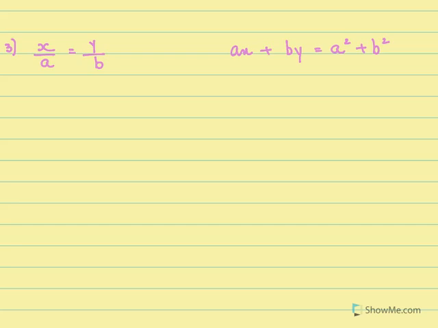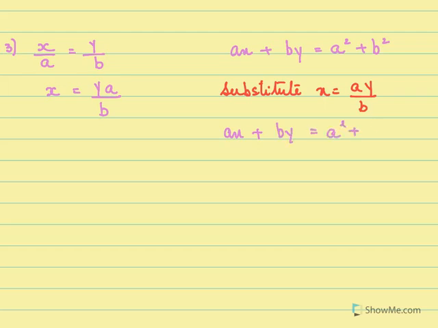This is our next one, x over a equal to y over b. The first equation, I'm going to do it by substitution since the first one is a little simple. So you realize that x equal to a y over b. Now I'm going to substitute x equal to a y over b in the above equation. So let me write the above equation: ax plus by equal to a square plus b square.